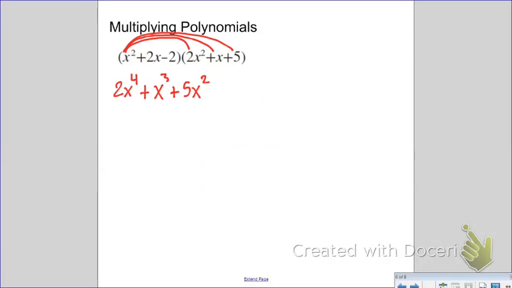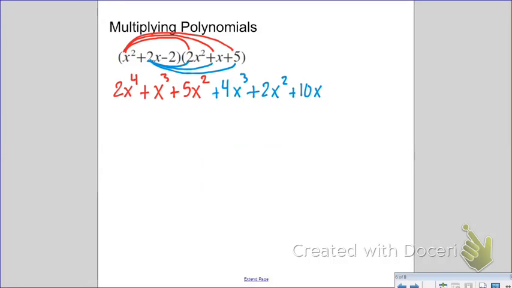Now it's time to take a look at the 2x. So 2x times 2x squared is going to be plus 4x cubed. Then it's 2x times x, which will be 2x squared. And next and last is 2x times 5, which will be 10x.